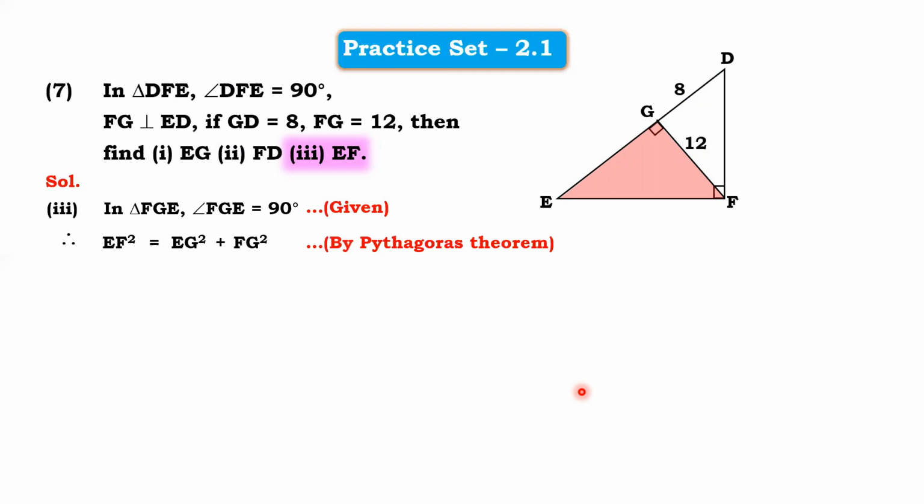Reason, Pythagoras theorem. We'll substitute the value. EF we don't know, we have to find it out. EG just now we have found out, yes, 18 square, in the equation 1 we have said. Right, so from 1. FG we know it's 12 square. 18 square, if you multiply 18 into 18, is 324, plus 12 square is 144. Now if you add both, EF square we can say is equal to 468.